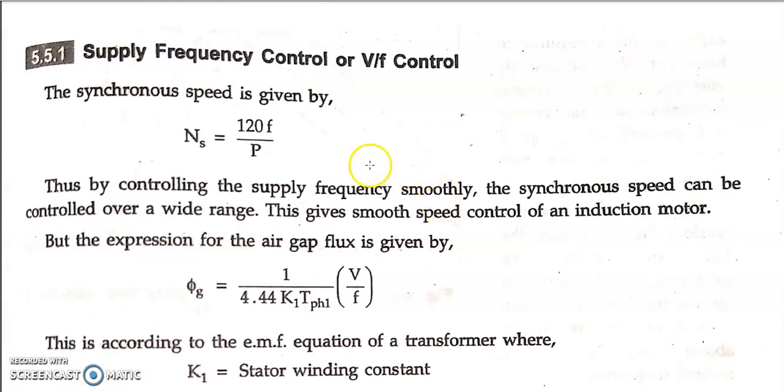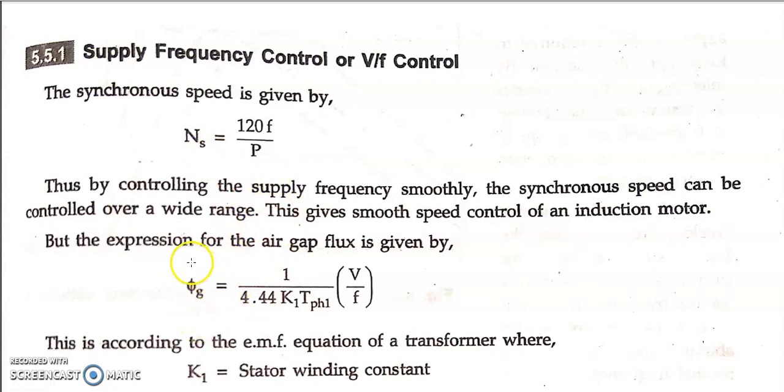Now coming to the supply frequency control, or V by F control. So we know that synchronous speed is given by 120 F by P. So now I'm going to vary the frequency so as to control NS, so as to control the actual speed. Now what happens if I vary the frequency?